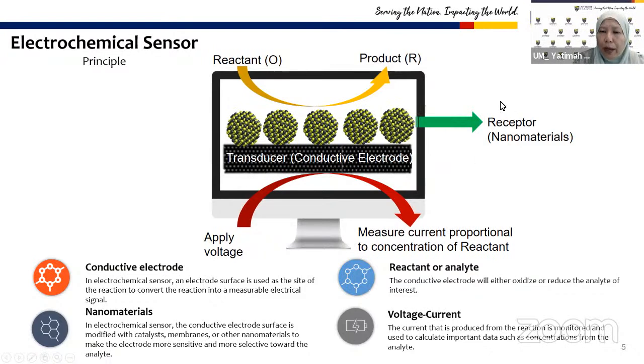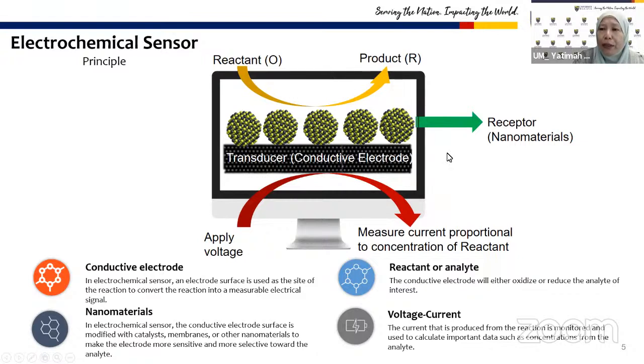So basically, what we have been talking about all this while from the beginning of the lectures is the receptor. It's actually the electroactive material when we deposit it on the transducer, which is the substrate, or the electrode, and it becomes a modified electrode. Okay, so we need to have a reactant, which is your analyte. Okay, either you want to reduce from oxidized species to reduced species, or you want to do other oxidation or reduction, okay, above the surface of the electrode.